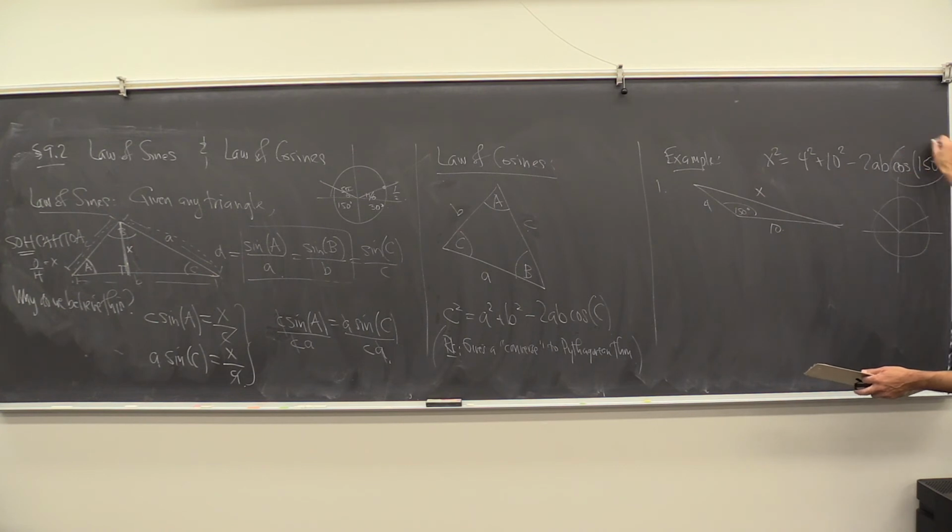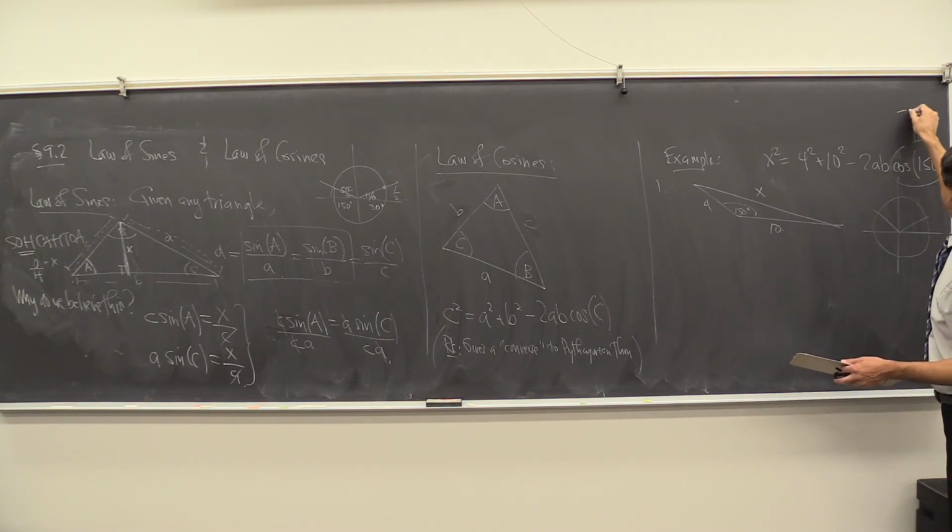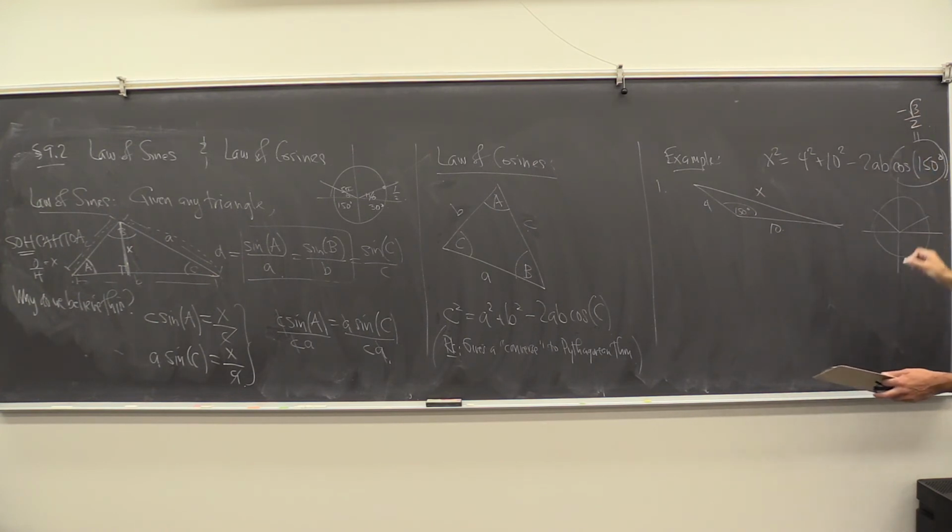Cosine of 150 is negative root 3 over 2. Oops, I should have written A and B here. 2 times 4 times 10 times negative root 3 over 2. Okay, I'm not going to work it out. We just multiply these things, right?